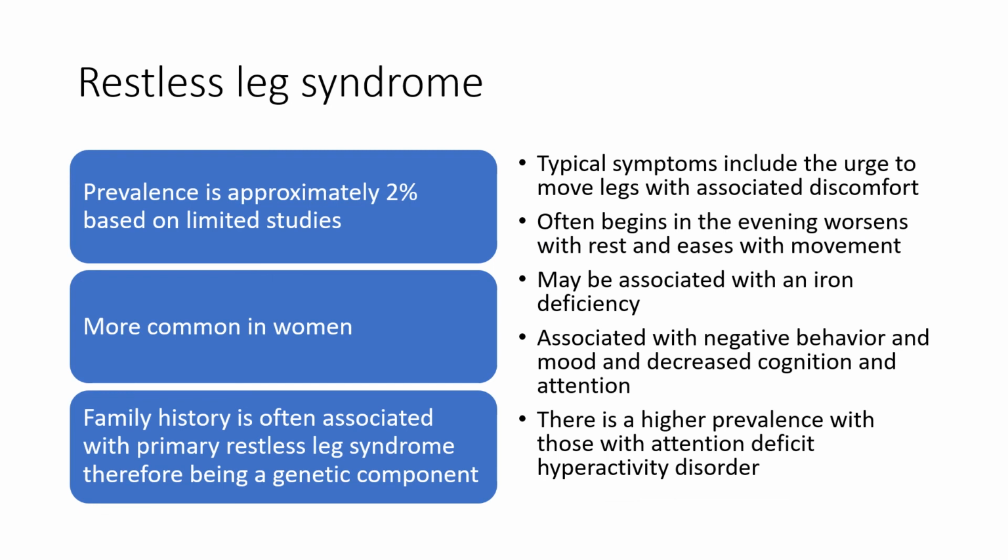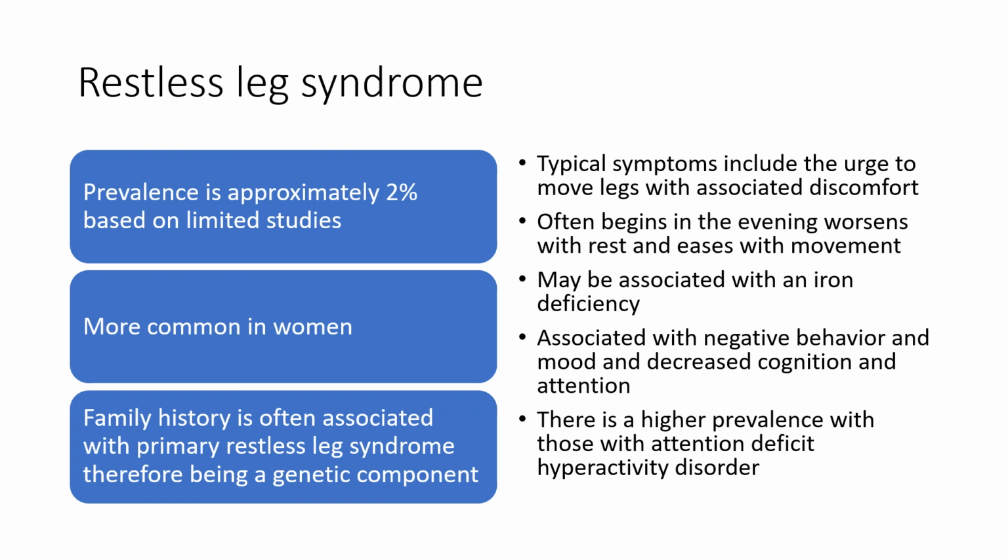The prevalence of restless leg syndrome is approximately 2% based on some studies. It's more common in women than it is with men or boys. Family history is very important because there's definitely a strong genetic component. The typical symptoms are the urge to move the legs because you're uncomfortable. You feel pain, you feel discomfort, so you want to move your legs. Sometimes you get up out of bed and it goes away, then you go back to sleep, but this is what causes that fragmented sleep.